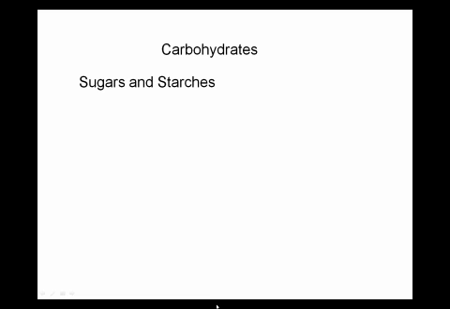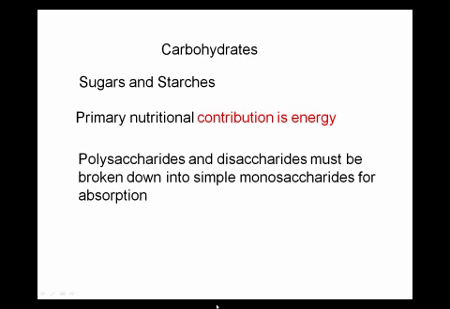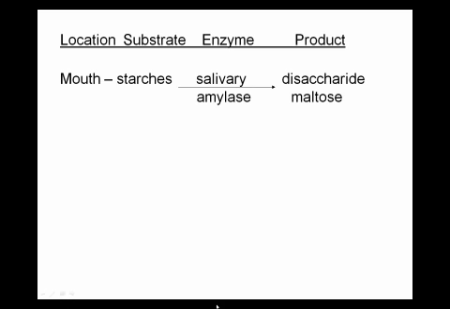So carbohydrates are sugars and starches. Sugars are the individual monomers, but these are often found in large polymers. So recall, for example, starch is a long polymer of glucose. The primary nutritional contribution of sugars and starches is energy. And these polysaccharides and even disaccharides must be broken down into that individual monosaccharide sugar before it can be absorbed in the small intestine. This does require several steps. And so what I have here is location, the substrate, the enzyme, and the product.